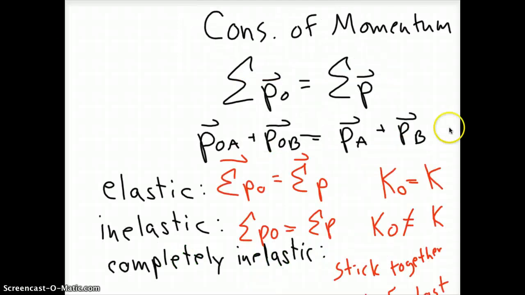Okay, the second big idea is conservation of momentum. And this is a lot of information to see all at once, but the idea behind conservation of momentum is that your total momentum in the beginning is equal to your total momentum in the end.